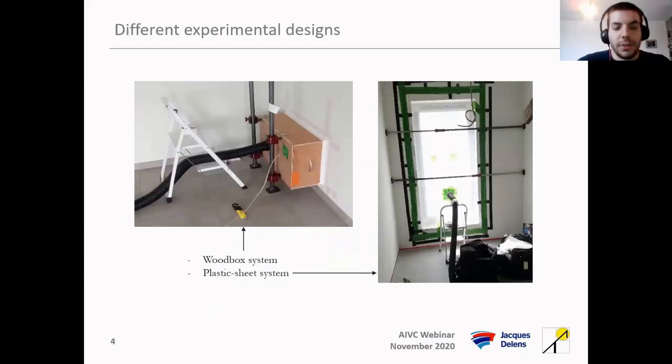I also use different designs of pressure chamber. Here you have on the left side what I call the wood box system, which is used to measure electrical outlets. And on the right-hand side, you have the plastic sheet system with extensible prop bars that are used to divide the inflation of the plastic sheet in 3 parts in order to reduce the tension in the tapes, maintaining the plastic sheet in place.